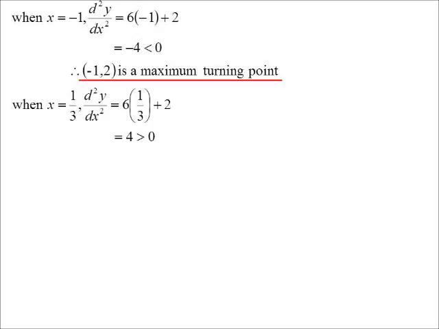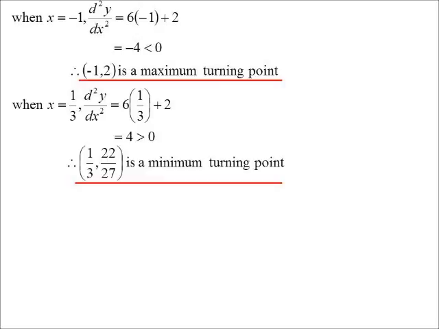Check a third. When we sub 1/3 in, it actually turns out to be +4. And that one's greater than 0. So now I've got a minimum turning point. So it saves us a little bit of time of drawing up the table of values.